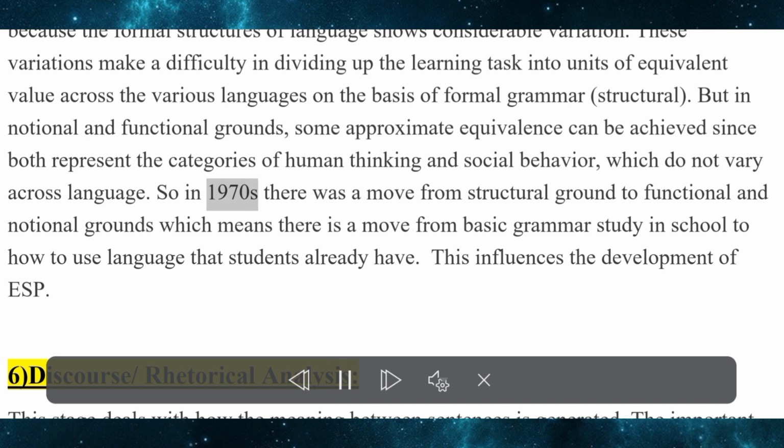So in the 1970s there was a move from structural grounds to functional and notional grounds, which means a move from basic grammar study in school to how to use the language that students already have. This influenced the development of ESP.